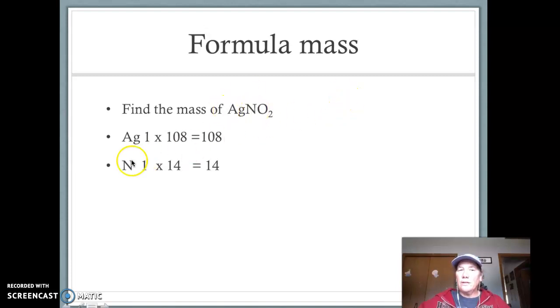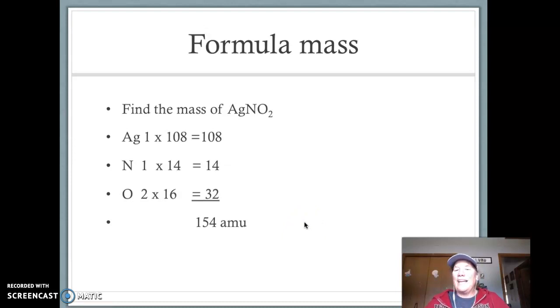Then I put nitrogen. There's only one of them, and nitrogen's mass is 14. And then oxygen, there's two of them, so 2 here times 16. Make sure that this is the subscript of how much you have, and then this is the mass from the periodic table. Then you just add them all together. So the mass of silver nitrate is 154 AMUs. And when we're relating it, we can say grams. Actually, it's not, but percentage-wise, it works that way. Okay, so that's the formula mass.